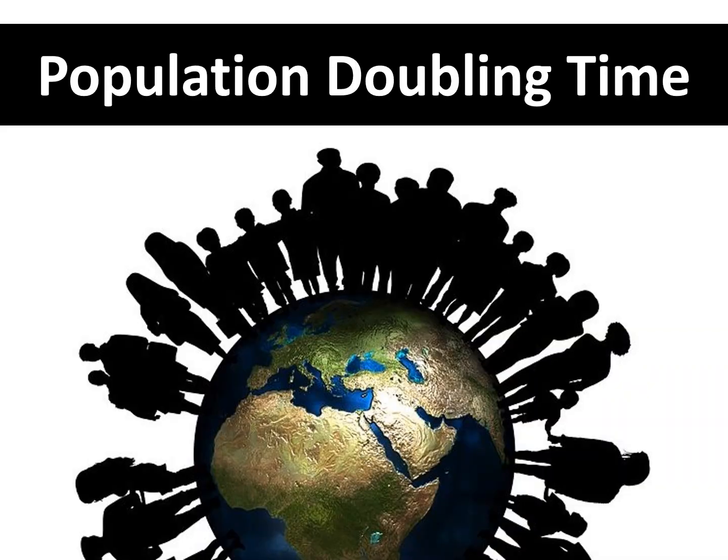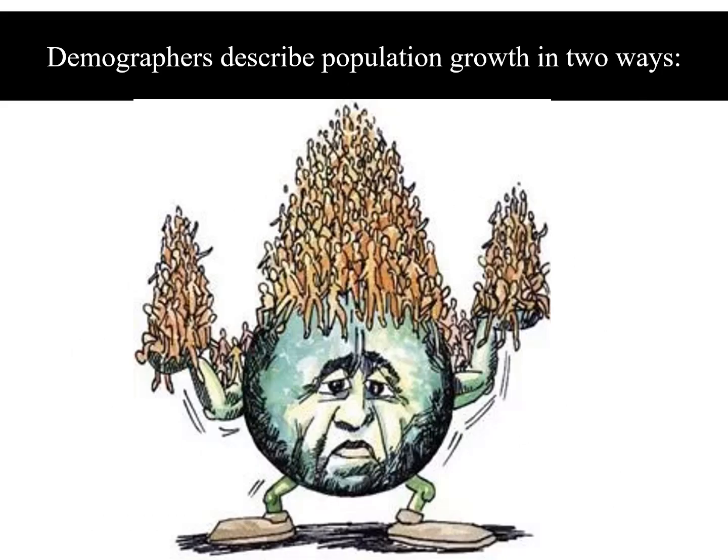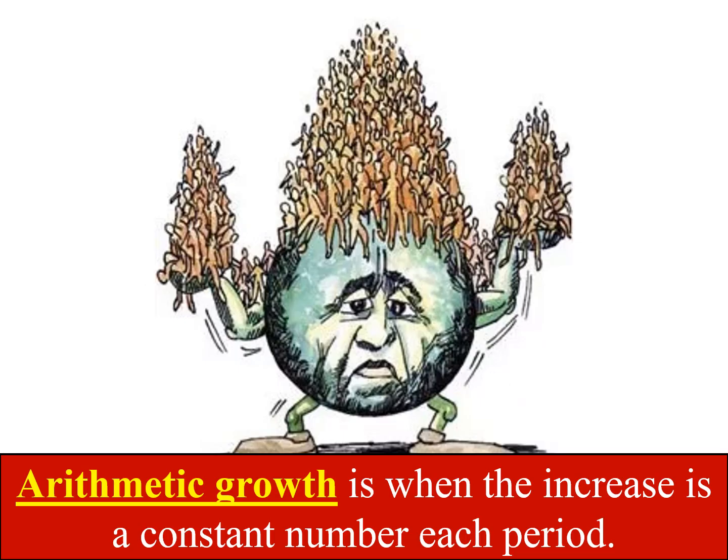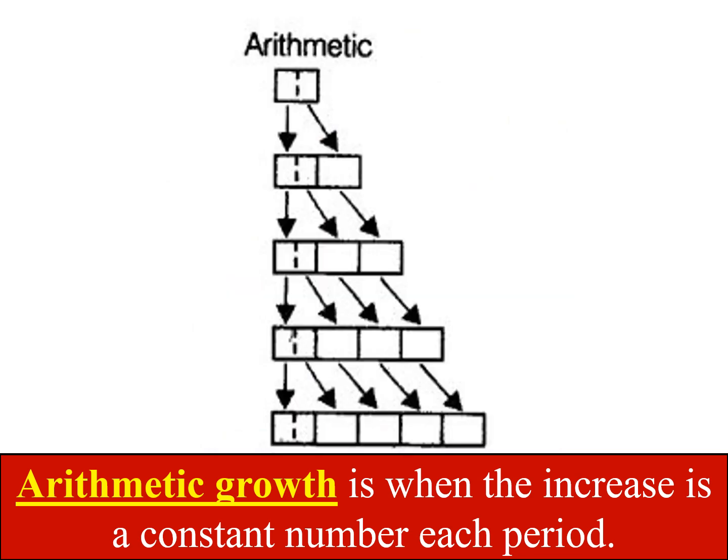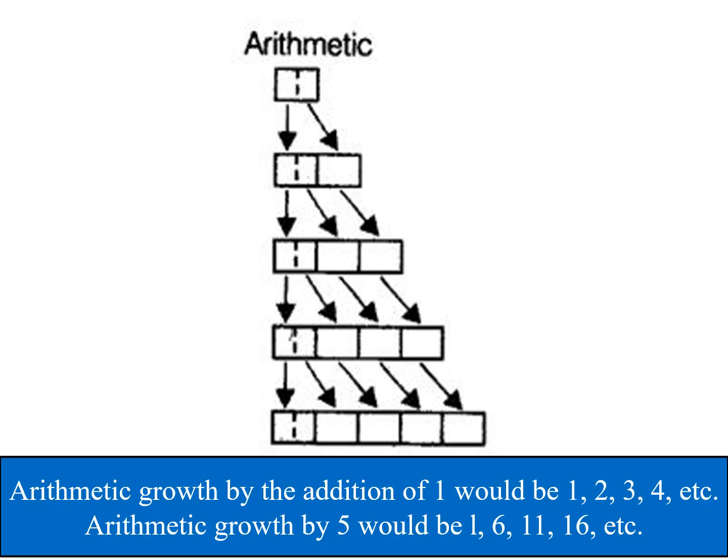Population doubling time. Demographers describe population growth in two ways. Arithmetic growth is when the increase is a constant number each period. Arithmetic growth by the addition of 1 would be 1, 2, 3, 4, etc. Arithmetic growth by 5 would be 1, 6, 11, 16, etc.